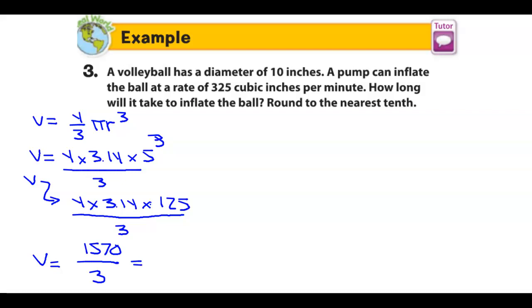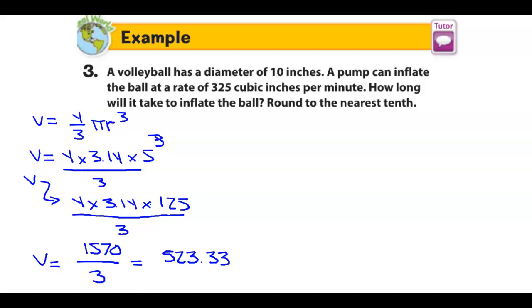So the volume of this volleyball is going to be 523.33, and it's going to be cubic inches. I'm going to leave that out for the time being. So here's the tricky part.